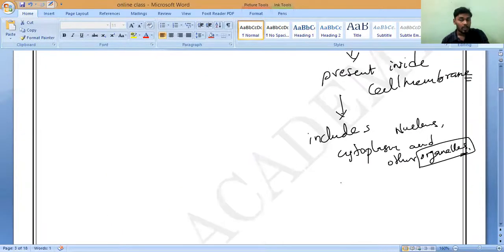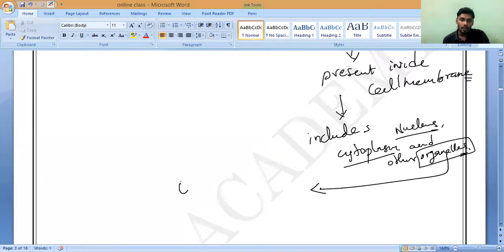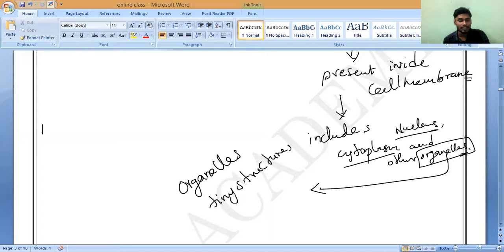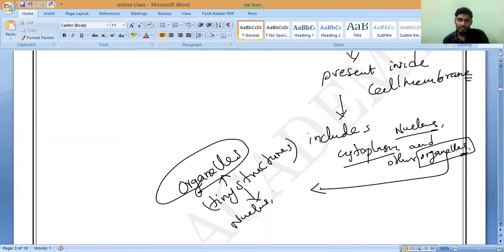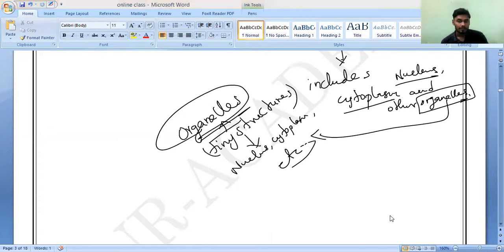This nucleus, this cytoplasm, this mitochondria, everything, these are called organelles. Organelles means the tiny structures of the cell. Inside the cell, whatever tiny structures are present, everything is called organelles, like nucleus, cytoplasm, etc. Parts of the cell are called organelles. Will you be able to remember? That's all. So this is all about the protoplasm.